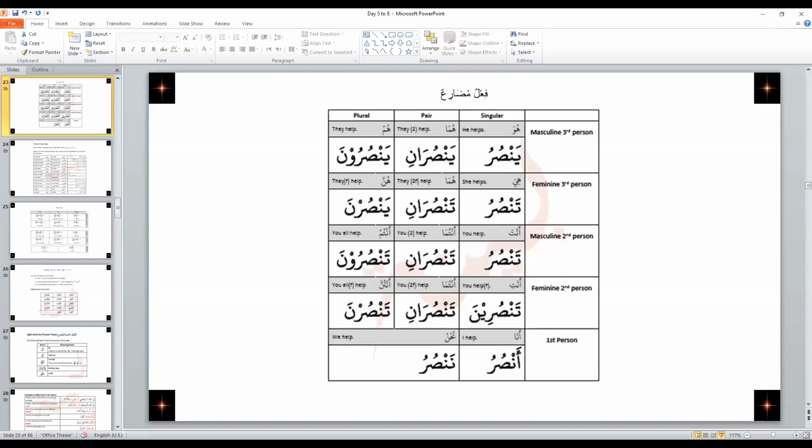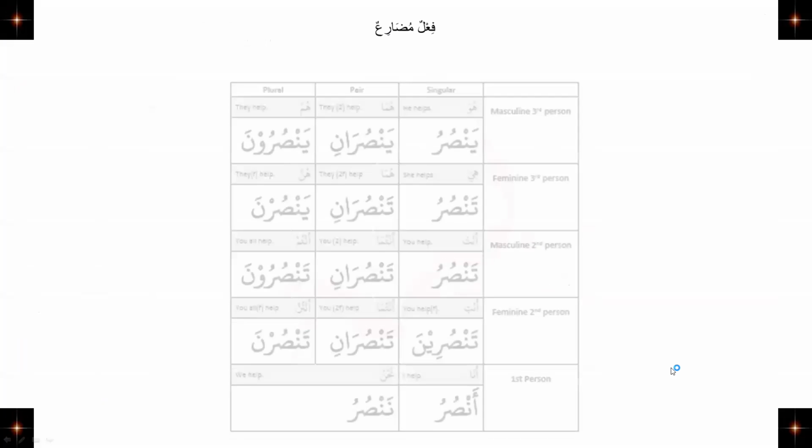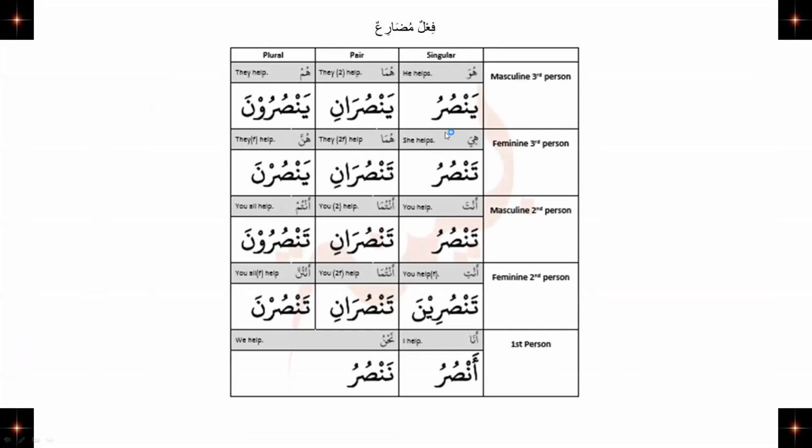Now, with that, we quickly look at our maf'ul bihi. So let me share my screen quickly. Now we are looking at Fi'l Mudhari. What is Mudhari? Mudhari means present. You can see that it's the same table. That's why I'm not going to stay much time here, because you can see the pronouns: huwa, huma, hum, hiya, huma, hunna, anta, antuma, antum, anti, antuma, antunna, ana, nahnu.